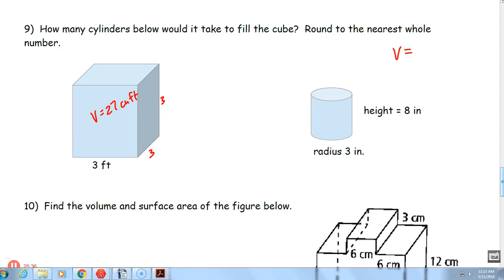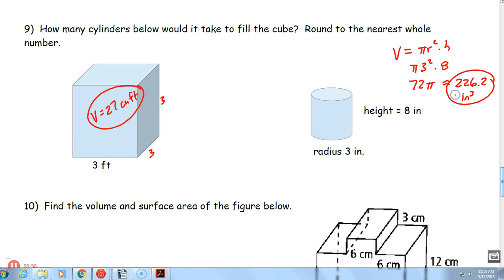This volume is base area times height. So pi times 3 squared times 8, 9 times 8, that's 72 pi, which is somewhere around 226.2 cubic inches. Now here's my dilemma. This is cubic feet, this is cubic inches, which is much smaller. So I have to find out a conversion there. I got to kind of figure this thing out.